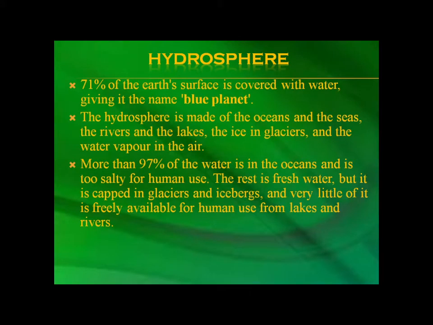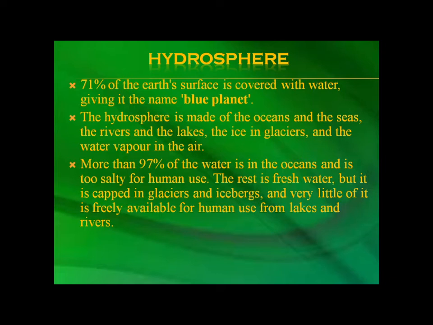Here we'll start with the hydrosphere. 71% of the Earth's surface is covered with water, giving it the name blue planet. We all call our Earth a blue planet because it reflects blue in color when you see it from space. The hydrosphere is made up of oceans and seas with the rivers and lakes, the ice in glaciers and the water vapor in the air.